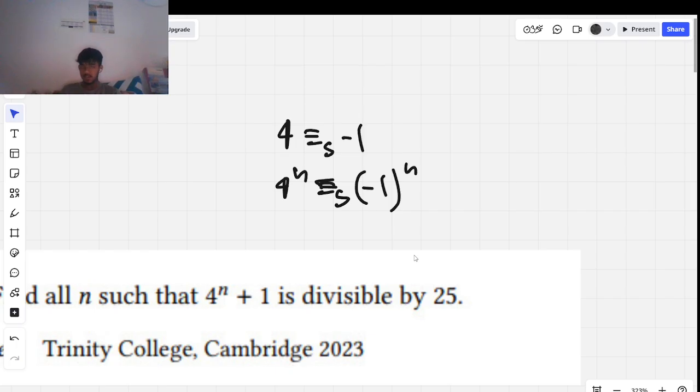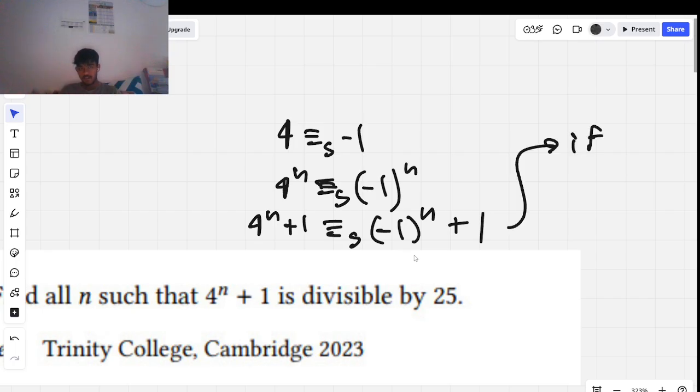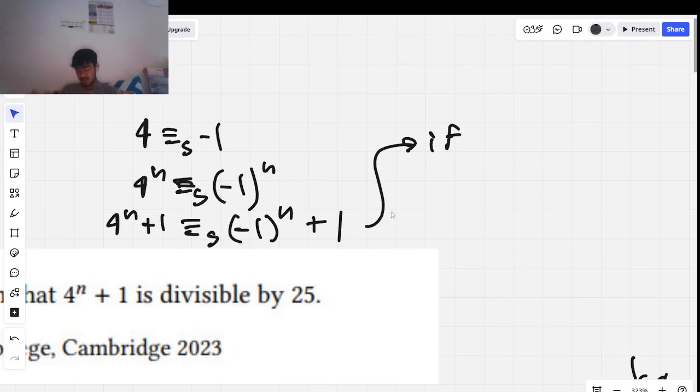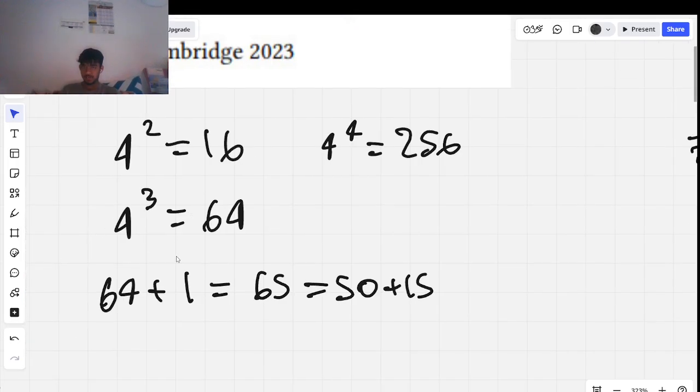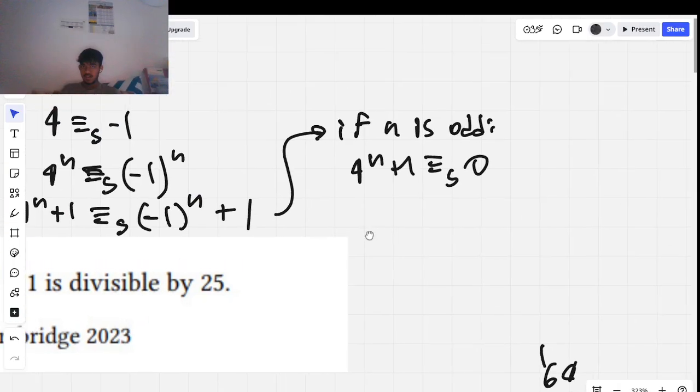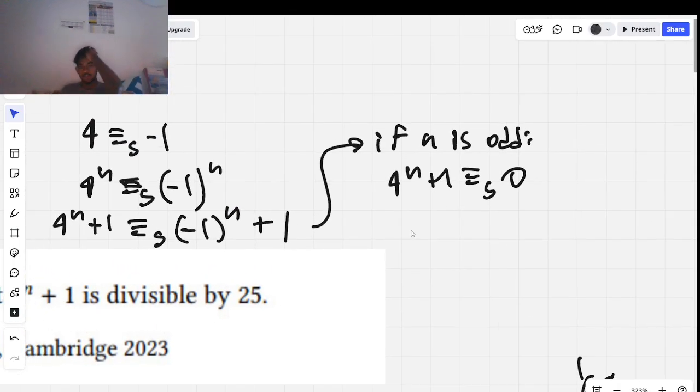Okay, that means 4n plus 1, okay, I'm getting somewhere, is minus 1 n plus 1. So if n is odd, then n plus 1 is modulo 5. And I think this is a very good example. But what we want is this to be modulo 25 0 for it to be divisible.